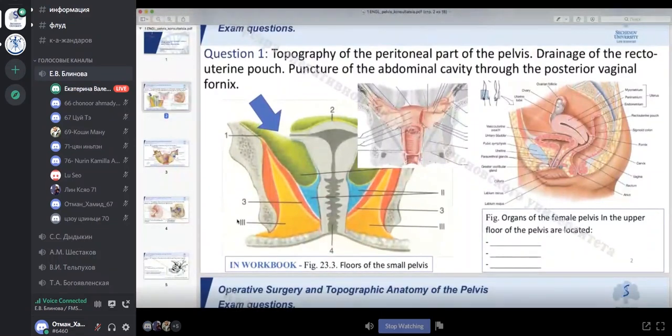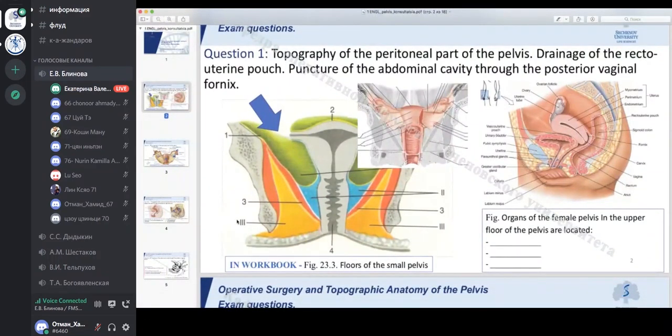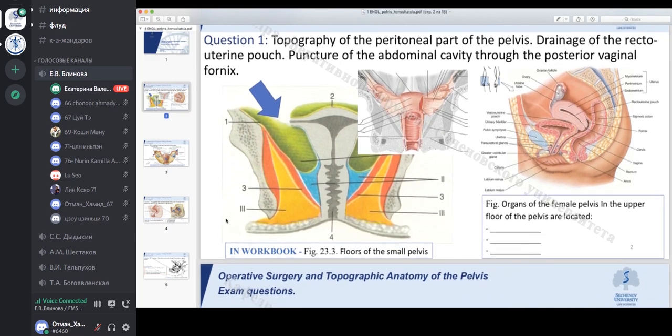The pelvis: topography of the peritoneal part of the pelvis, drainage of the rectouterine pouch, puncture of the abdominal cavity through the posterior vagina, forming our posterior vagina wall. The peritoneal cavity is divided into three parts or three floors.